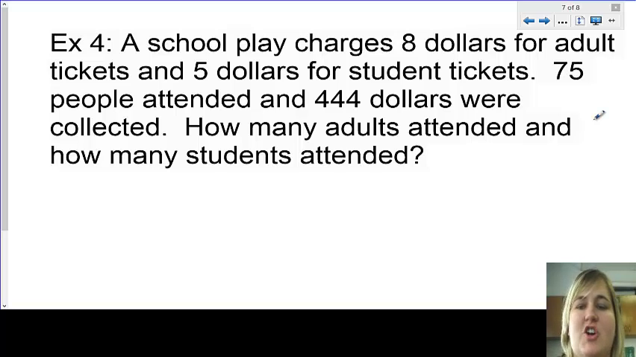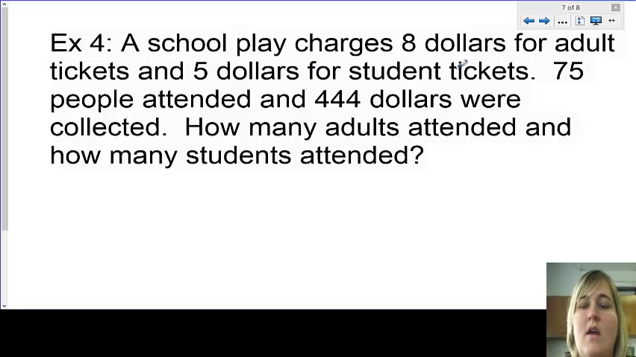A school play charges $8 for adult tickets and $5 for student tickets. 75 people attended and $444 were collected. How many adults attended and how many students attended? So what we have to do is write our own two equations to be able to figure this out. So the first one I'm going to start with is about the dollar amounts.